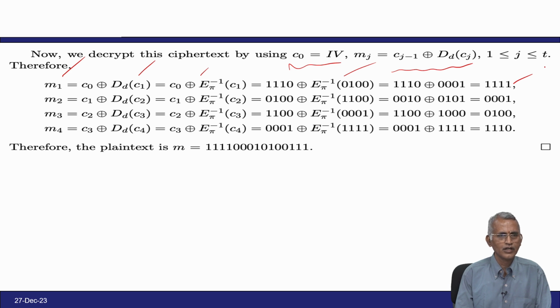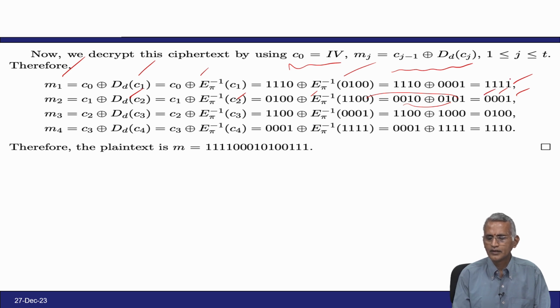Similarly, M2 equals C1 XOR D pi of C2, which is C1 XOR E pi inverse of C2, which is equal to 0 1 0 0 XOR E pi inverse of 1 1 0 0. E pi inverse of 1 1 0 0 is nothing but 0 1 0 1. Just now we saw that, and then use that value, substitute here and apply the XOR mapping, and simply add them. 0 plus 0 is 0, 1 plus 1 is 0, and 0 plus 0 is 0, and 0 plus 1 is 1. So that is the value corresponding to M2.